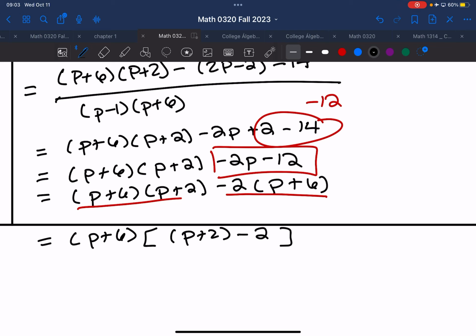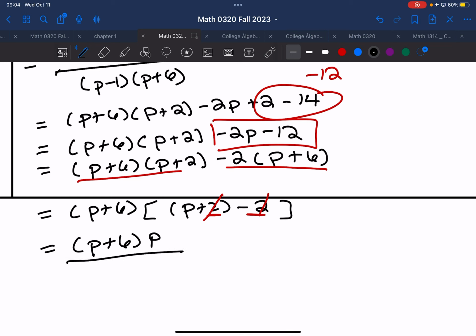Okay. What would cancel inside of the brackets? We have a 2 and a minus 2. Would those cancel? So now I'm left with p plus 6 times p. Okay, that is my simplified numerator. What was my denominator again? P minus 1 times p plus 6.